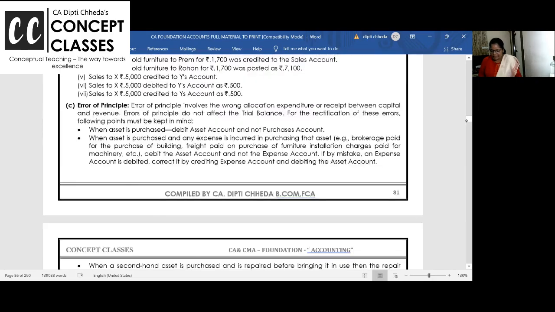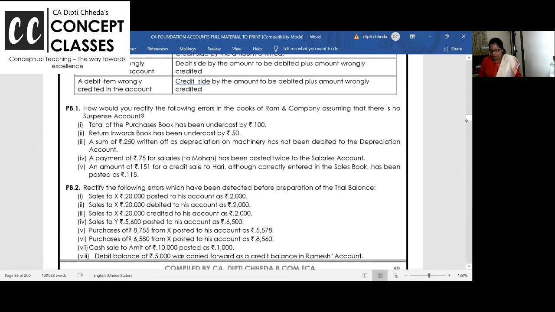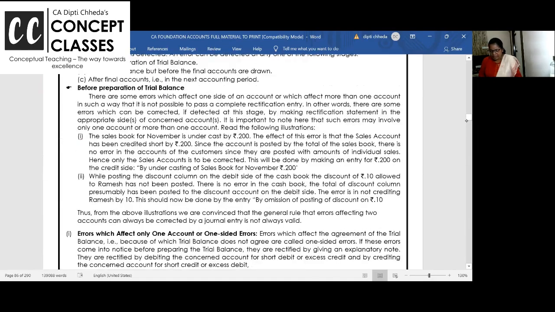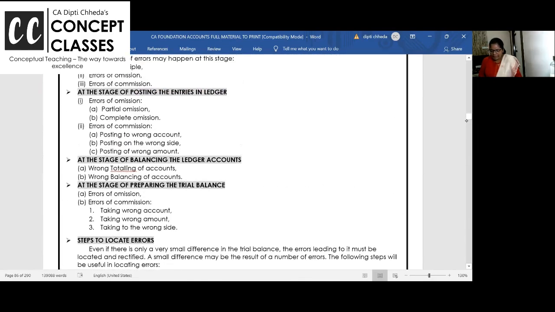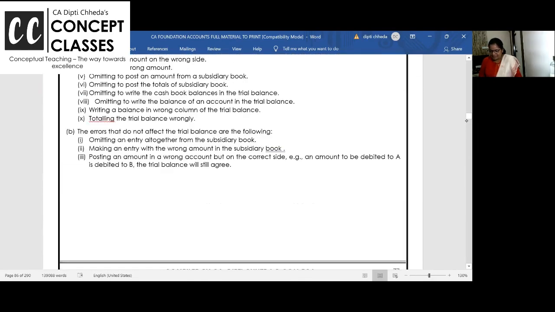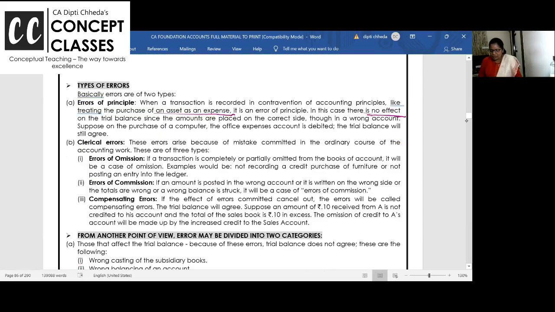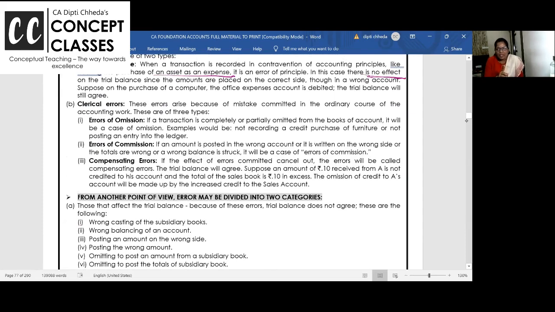Okay, some first 2-3 examples I have given for practice. Once you get a grip, we can go ahead. Tell me, are you now getting at least comfortable with the names? By the end of the class, you should have an idea of the types of errors, which error is affecting the trial balance and which is not affecting, and the stage when that error can occur. Everyone in the class is clear what is error of principle? Instead of capital revenue, revenue capital and so on. So error of principle. Next is clerical errors.